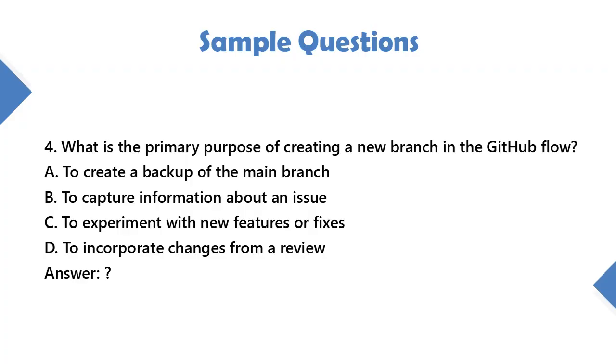4. What is the primary purpose of creating a new branch in the GitHub flow? A. To create a backup of the main branch. B. To capture information about an issue. C. To experiment with new features or fixes. D. To incorporate changes from a review.